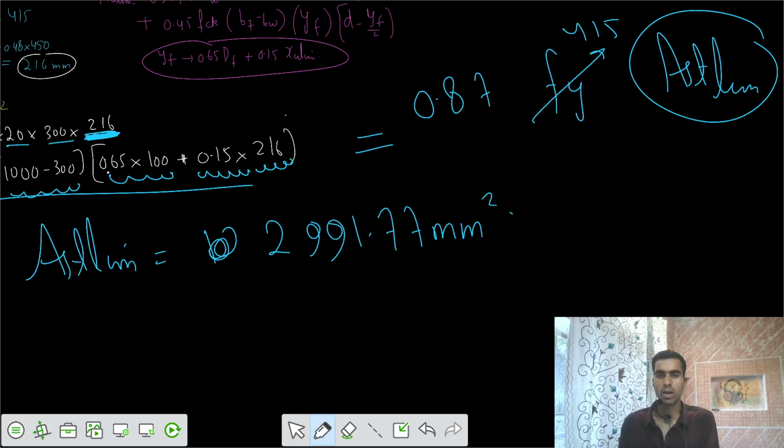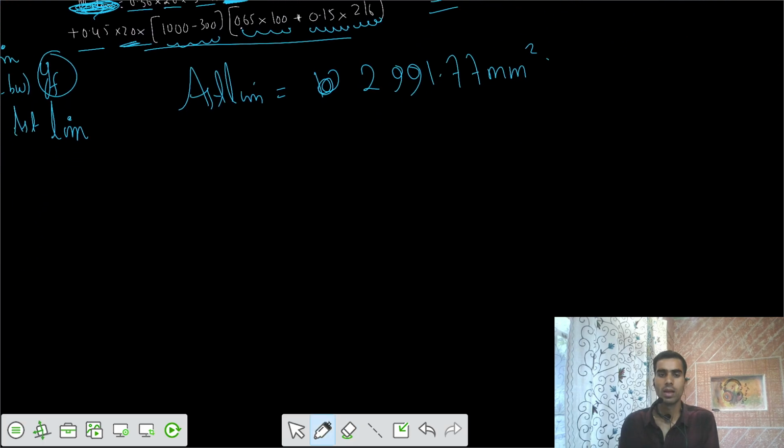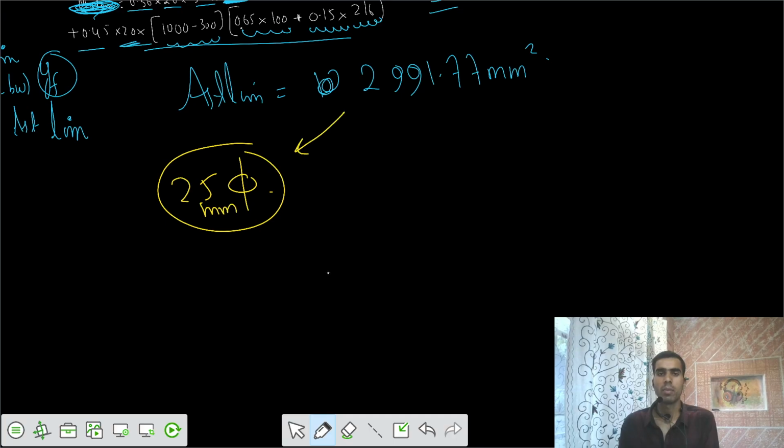Now we need to select a few bars. If I select 25 as the diameter of the bar, and I ask what is the total number of bars I can have for the diameter of 25, I would say total area 2991.77 divided by 0.25 into pi into 25 square, which gives 6.0948. So that means I am getting a value of n equal to 6.0948. So I have to use more than that.